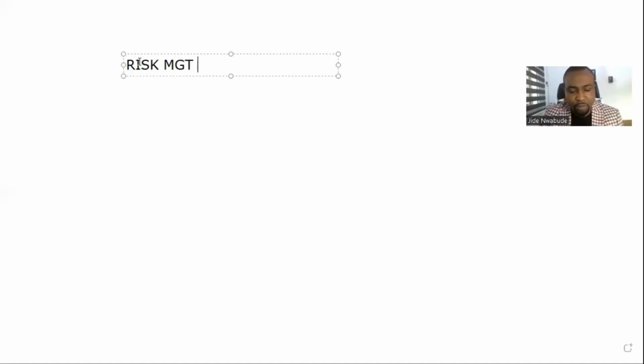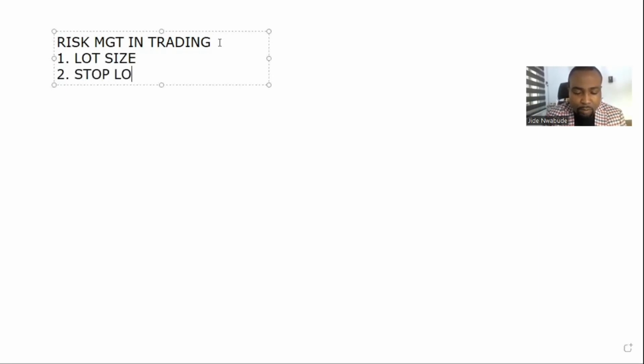Risk management in trading. This is one subject that we can't say enough. Now, there are three aspects we're going to look at, similar to what I did with the basic classes today. Number one, you look at your lot size. Number two, you have to look at your stop loss. Number three, very fundamental, you have to look at your leverage.